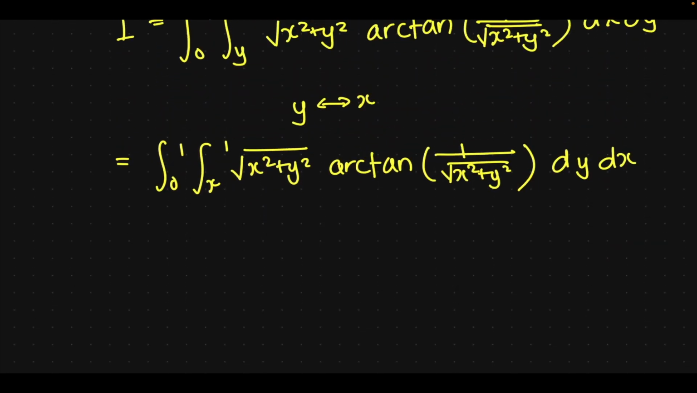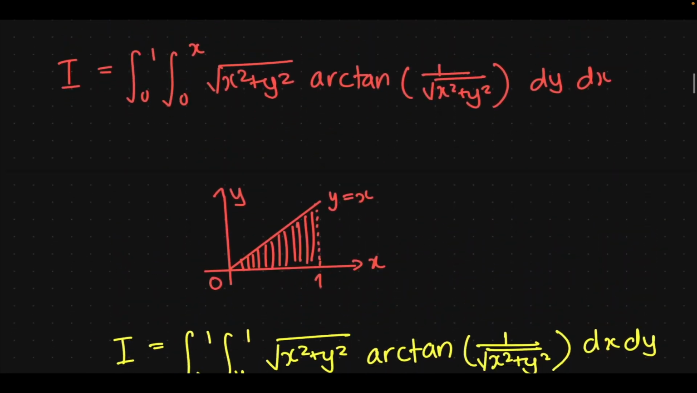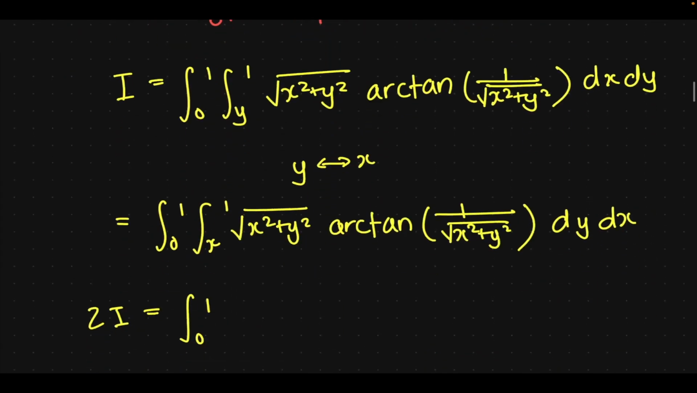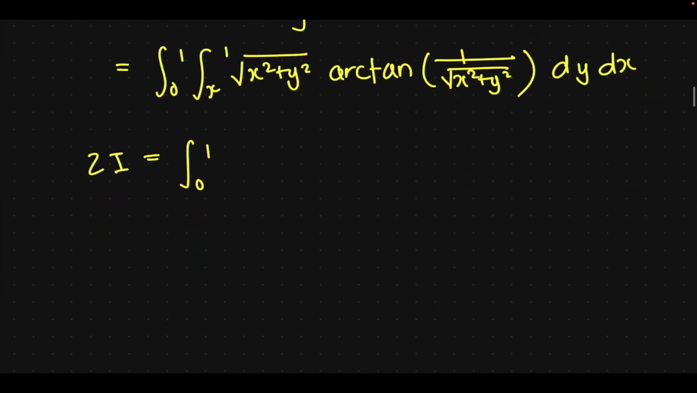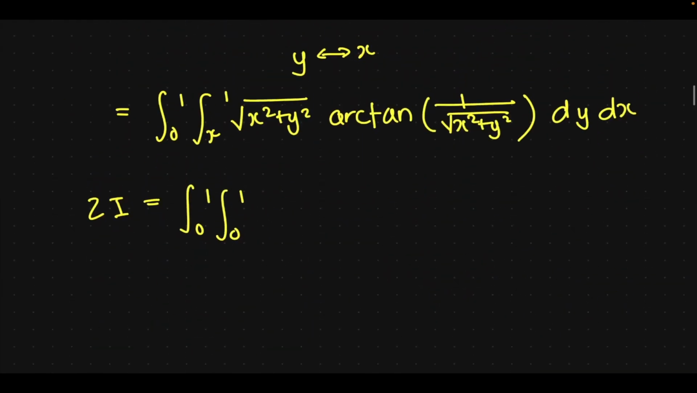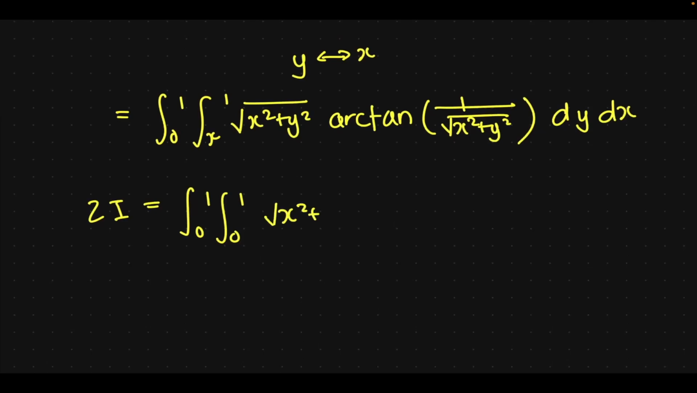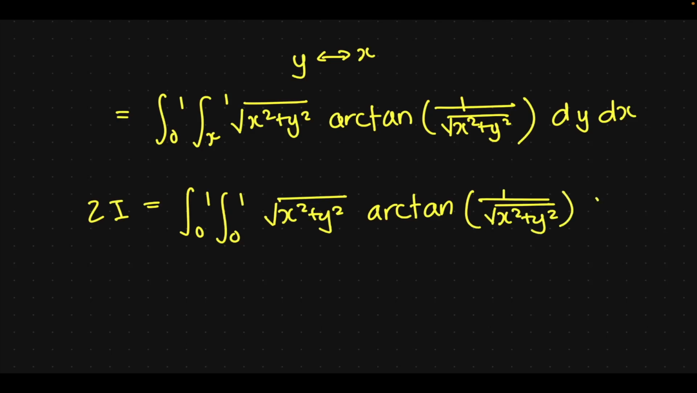Okay, that's the idea. We just interchanged y for x. And now we can add the two I's. So 2I is the integral 0 to 1. Well, we have the first integral, which is from 0 to x, added with x to 1. Using linearity of integrals, this becomes the integral 0 to 1 and 0 to 1, both in x and y. And that's the first real application of exchange symmetry between the integration variables that we are going to see in this video.